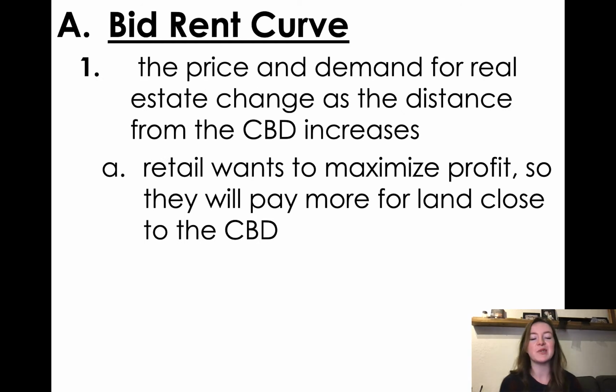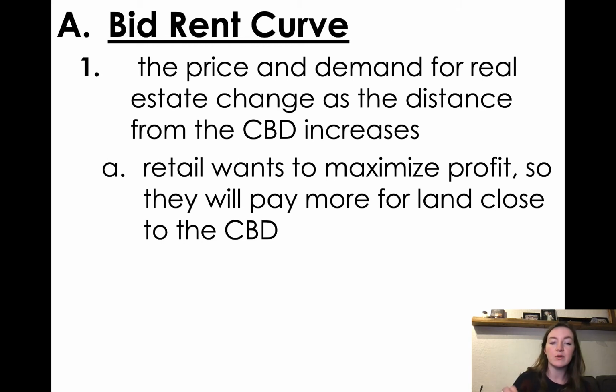Okay, so we talked about this a bit with agriculture, but we're going to look at the bid rent curve a bit. And this really is just kind of telling us that the price and demand for real estate changes as the distance from the CBD, or the central business district, remember that one word definition, downtown, increases. So as we get farther away from the CBD, it's going to get cheaper. There's going to be less demand for the land.